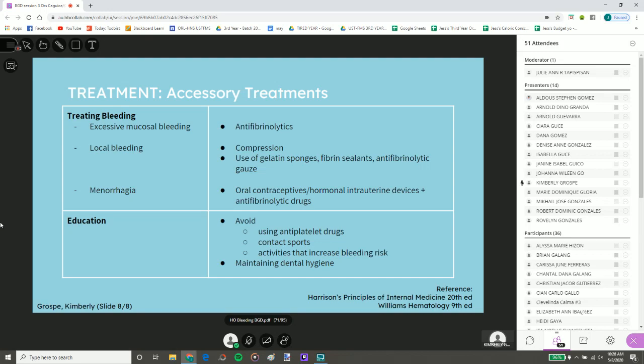And education is very important for the patient in order for them to prevent and control their symptoms. They should avoid using antiplatelet drugs, doing contact sports and activities that increase bleeding risk, and maintain adequate dental hygiene. Thank you.